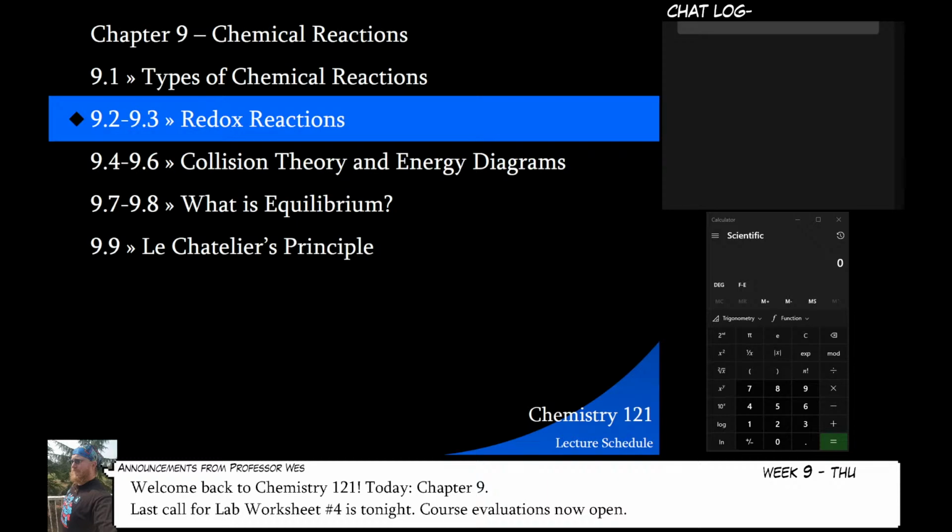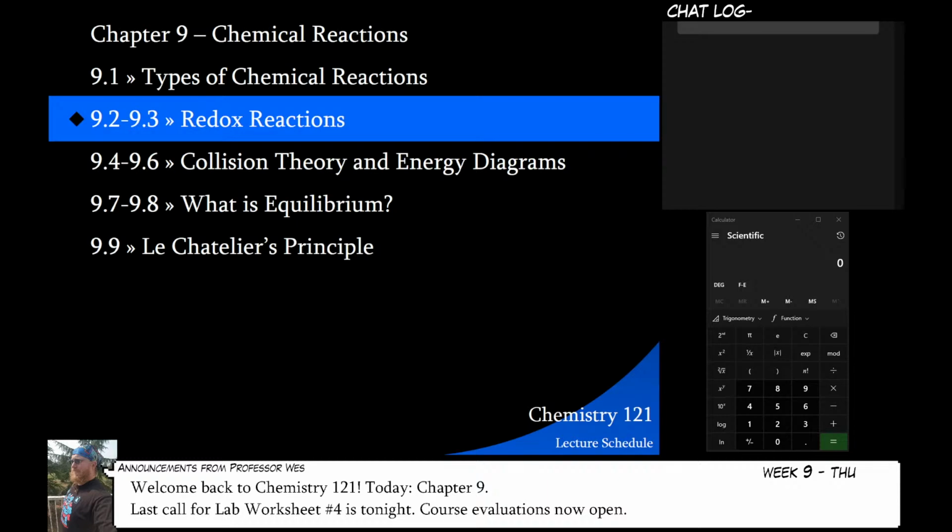Stuff that's coming up. So lab worksheet number 4 is due tonight. Tonight's last call. Make sure you get that in by the deadline. Let's see here. Course evaluations are currently open. Check the announcement about course evaluations. I sent a link out to each individual section that only works for that section, so make sure you follow that link. Doing the course evaluations can get the class a small amount of extra credit, so please do that.